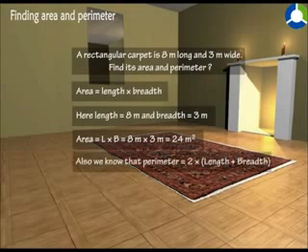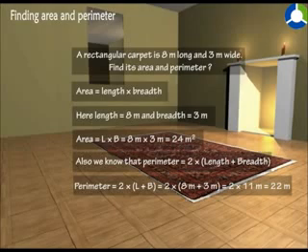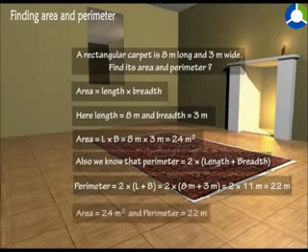Also, we know that perimeter equals 2 multiplied by (length plus breadth). Therefore, perimeter equals 2 multiplied by (L plus B), equal to 2 multiplied by (8 meters plus 3 meters), equal to 2 multiplied by 11 meters, equal to 22 meters. Therefore, area equals 24 square meters and perimeter equals 22 meters.